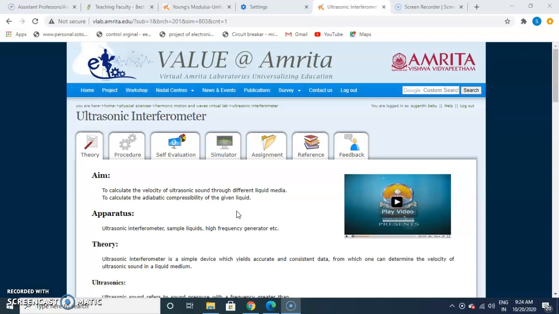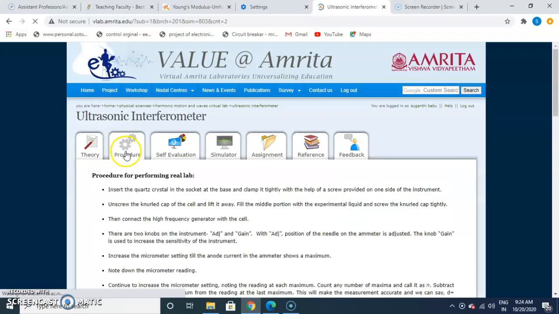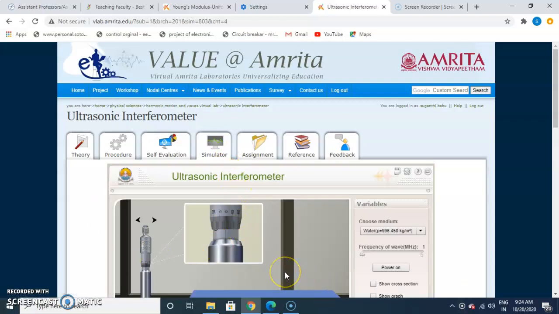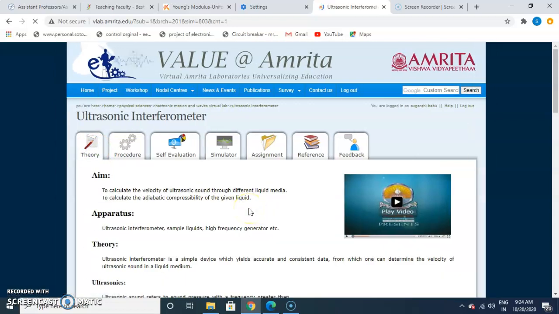Today we are going to see about the ultrasonic interferometer. First we are going to see the theory, then the procedure, next the simulator. By using the simulator you are going to take the readings. Okay, so first we'll see the theory.